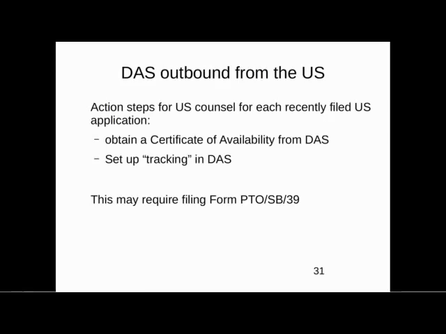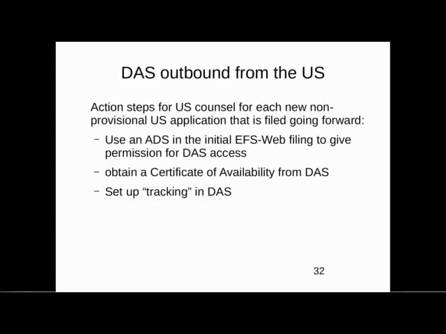It's an action step. This may mean that you have to file Form SB 39 one by one in a bunch of your old pending cases. And then for each such case, get a certificate of availability and set up the so-called tracking. Then, for every case going forward, part of what this webinar is urging you to do is, when you file a new case, get it into DAS, get a certificate of availability, set up tracking.